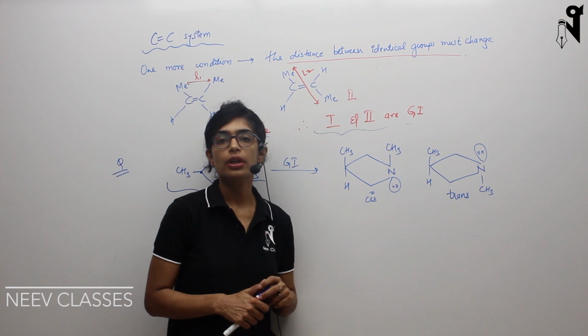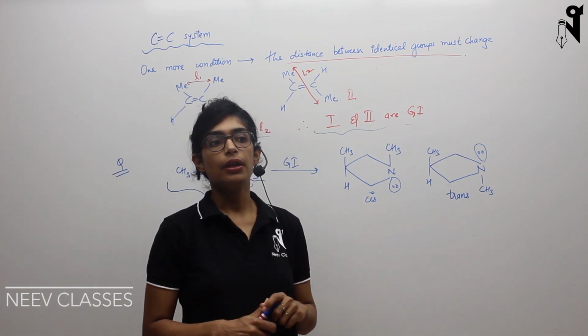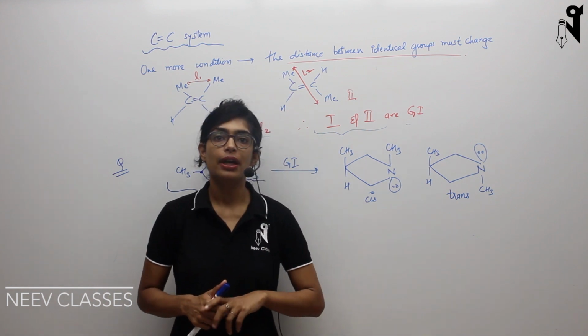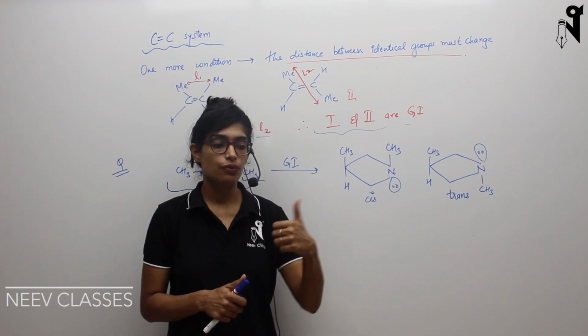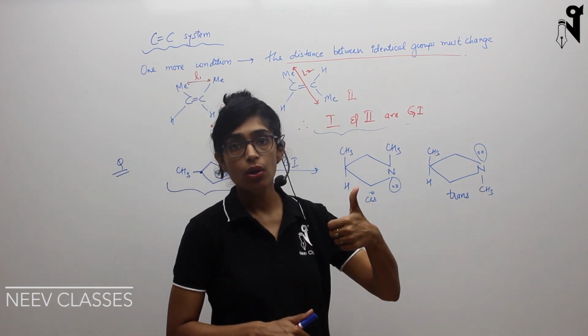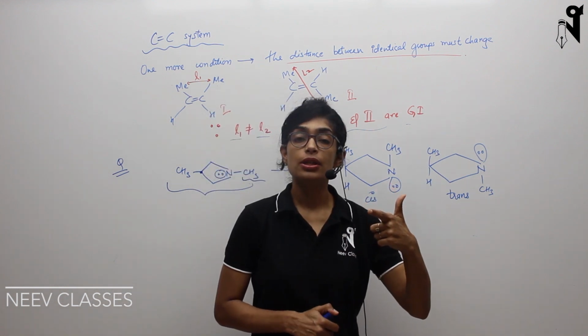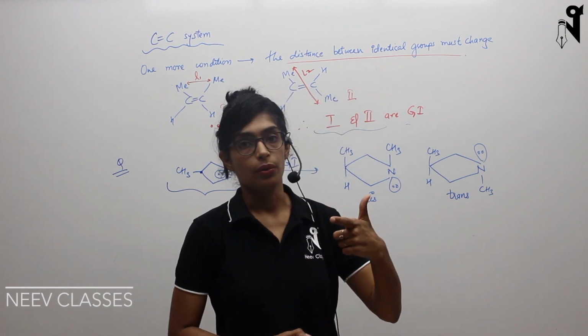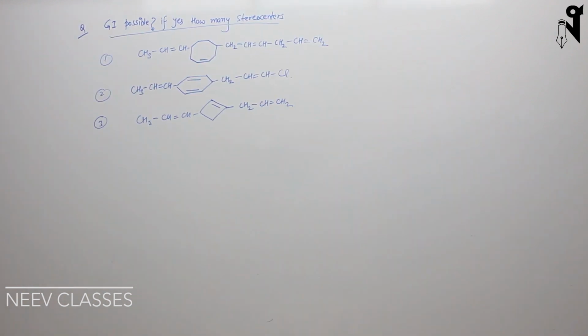Try to find out the different stereoisomers in that. What are all the numbers of stereoisomers if the molecule shows GI. So first thing you'll find out whether it shows GI or not. Second thing, you'll tell me how many stereo centers are there in that molecule. Now note down these questions and try them out on your own, and then I'll discuss the answers.